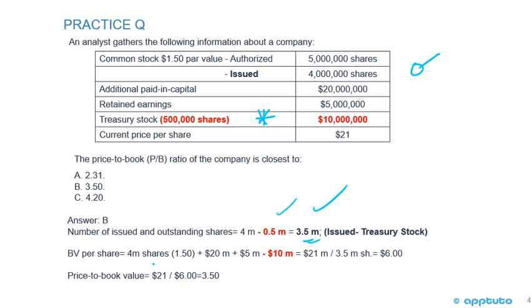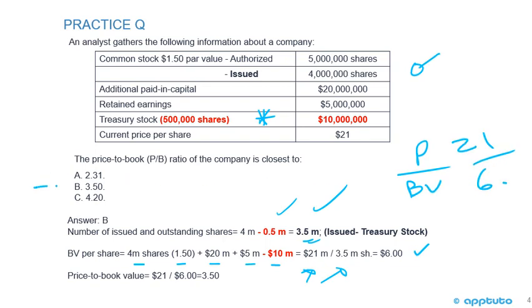And then for the book value, you've got to do 4 million shares, which are issued, times the $1.50, plus the 20 million additional paid in capital, plus the 5 million retained earnings, but then again take off the treasury stock of 10 million. So in our numerator, the book value is 21 million, and our denominator is 3.5 million shares. So you get $6 for the book value per share. So the price to book value is going to be the 21 divided by 6, and you're going to get 3.5 times, which means the correct answer is B.